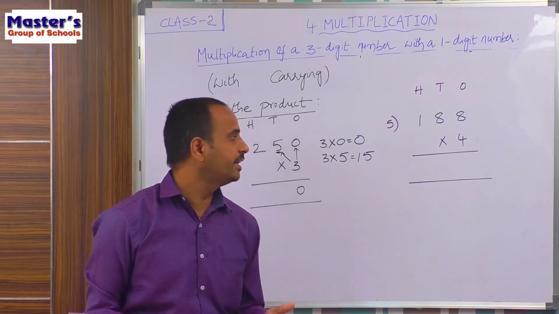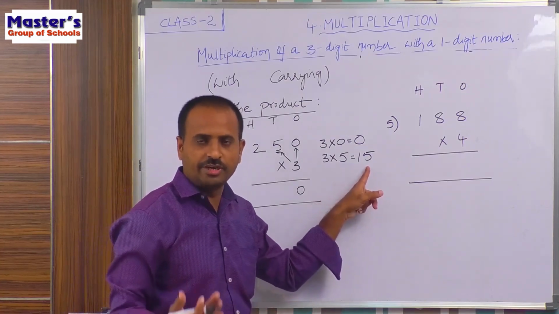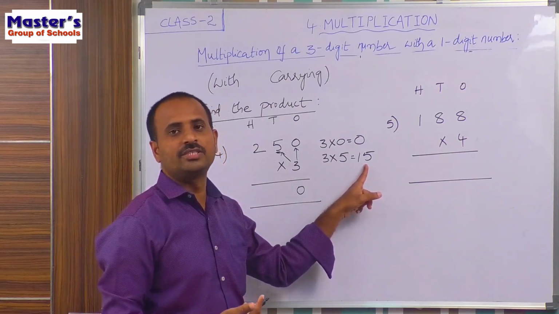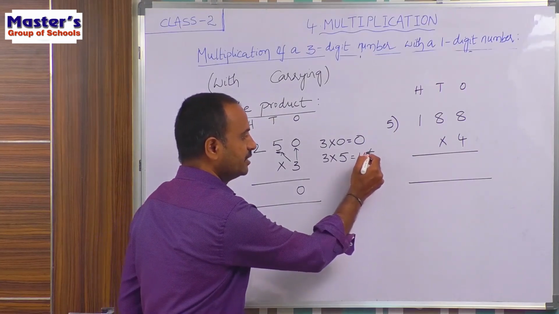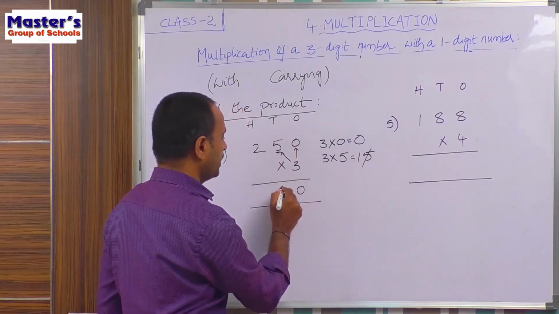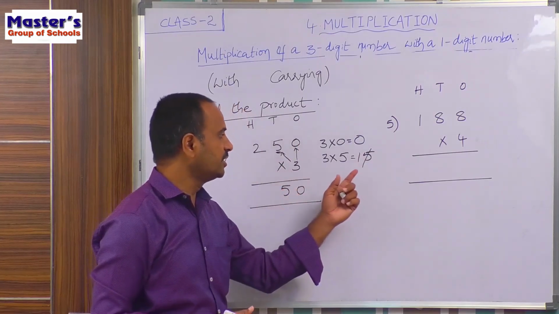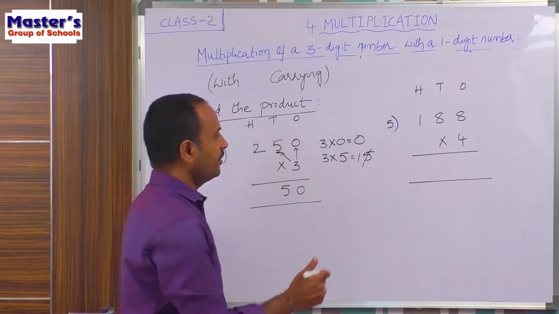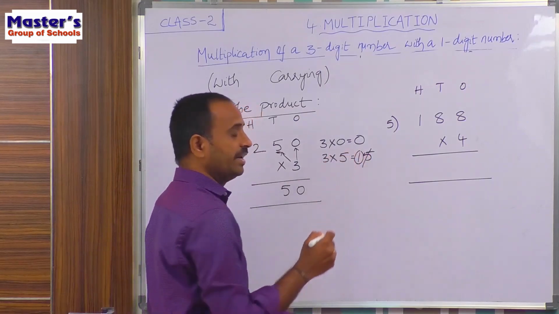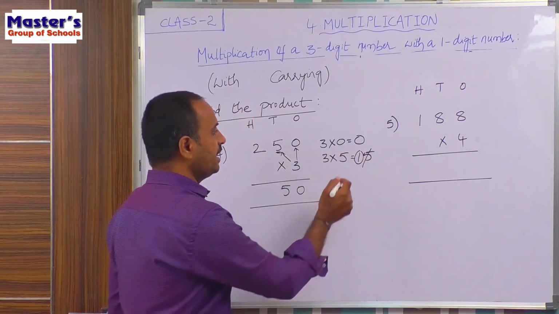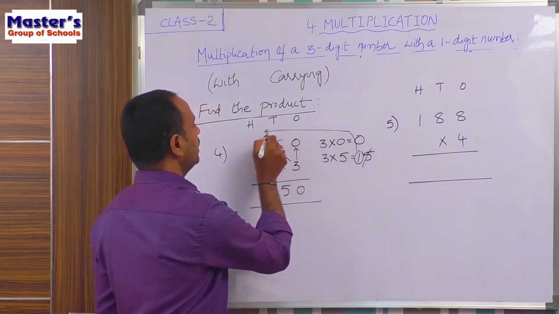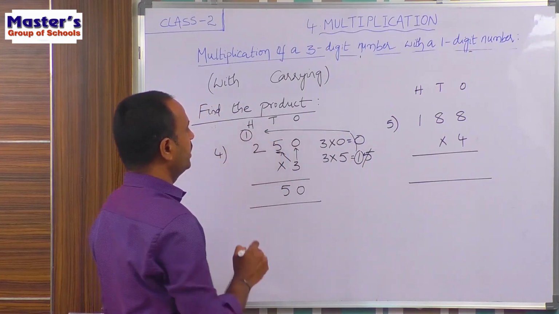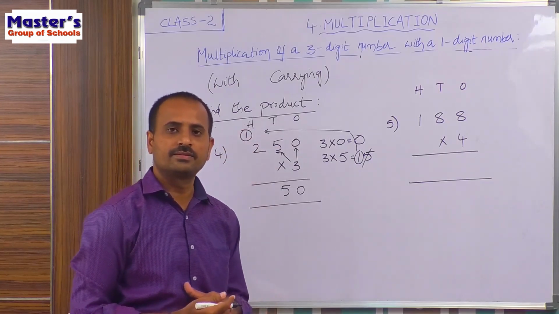So how to take carry? If the product is a 2-digit number, write the second digit. What is the second digit here? 5. Write the second digit 5 under tens place and carry the first digit to the next place. What is the first digit here? 1 is the first digit. And carry this 1 to the next place, that is hundreds place. So write 1 under hundreds place.